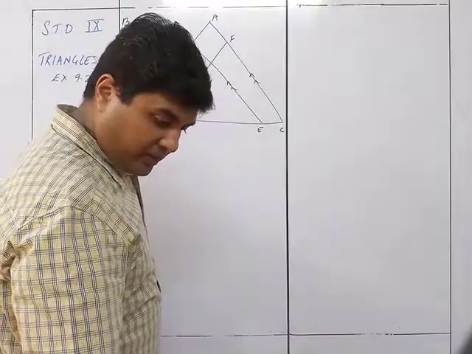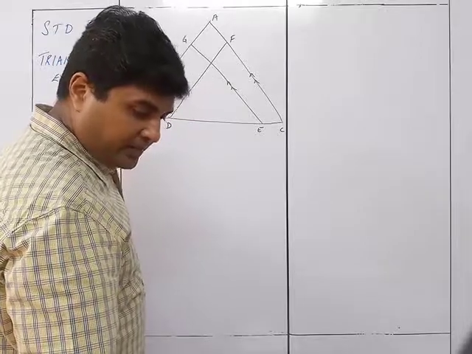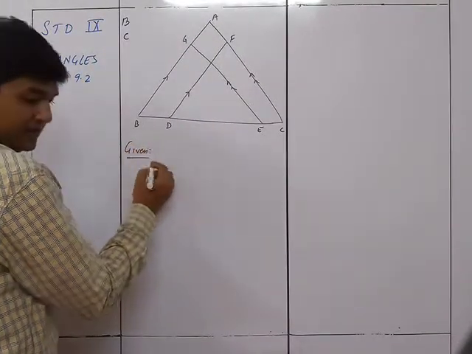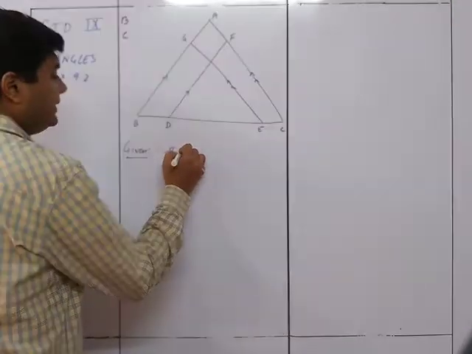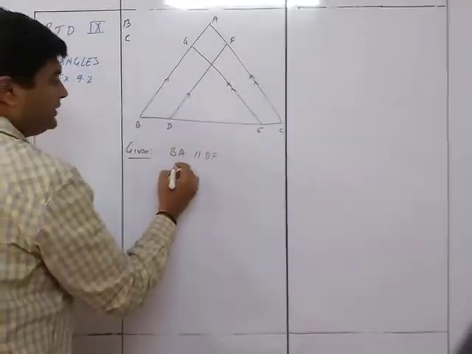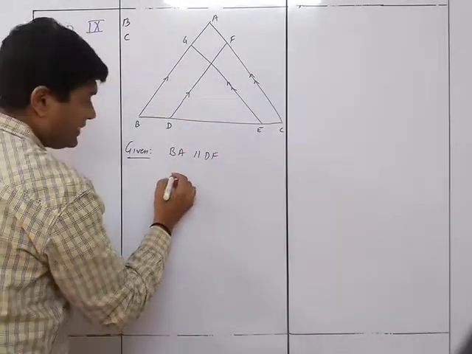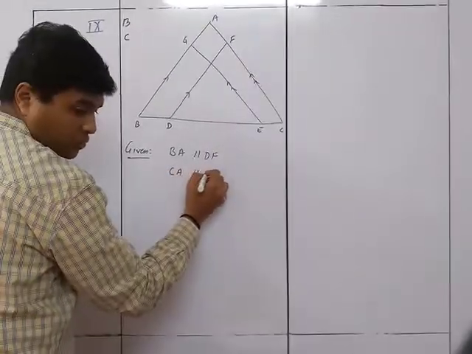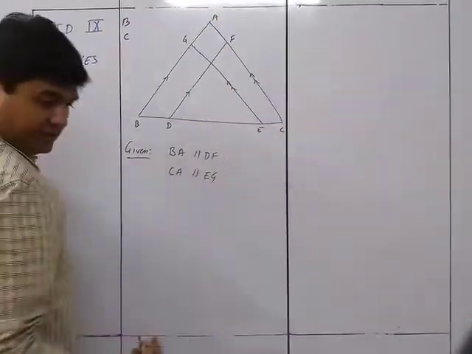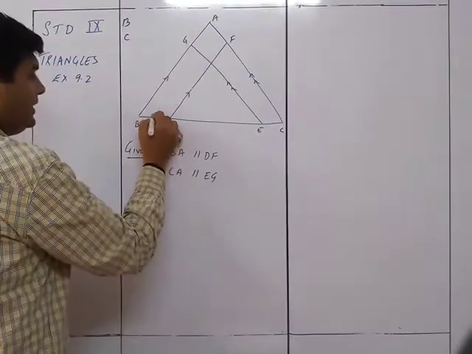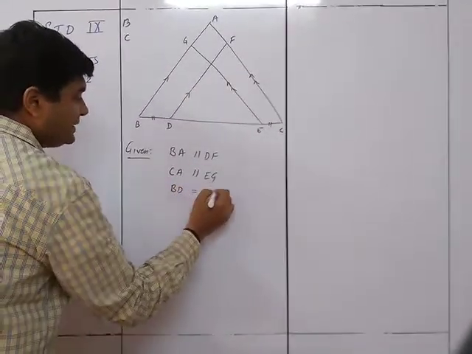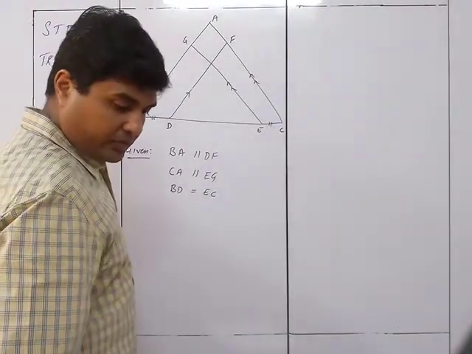Right, so this is what they have given you. Now, we'll write down the given first. Given is BA is parallel to DF. Second is given as CA is parallel to EG. And finally given that BD is equal to EC. BD is equal to EC is what is given to you.